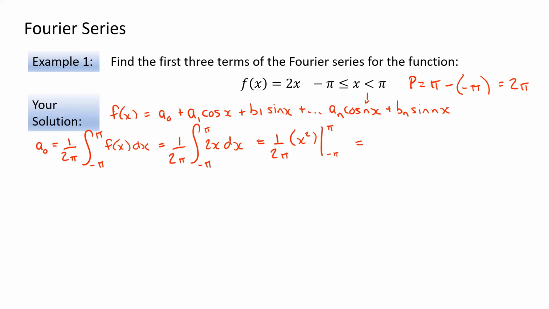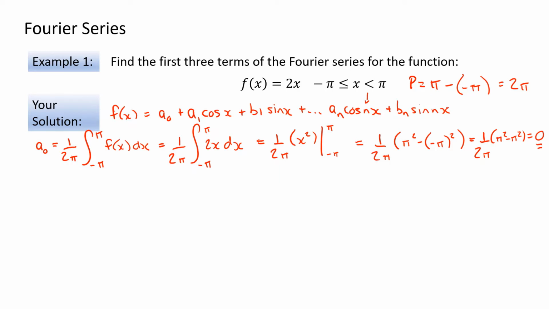So if I substitute this in, I get 1 over 2 pi times pi squared minus negative pi squared. Sorry, negative pi, squared. So negative pi squared is just pi squared. So what we're left with is 1 over 2 pi times pi squared minus pi squared, which is 0. Like I said, you will see a lot of 0 terms when you look at doing these Fourier series.